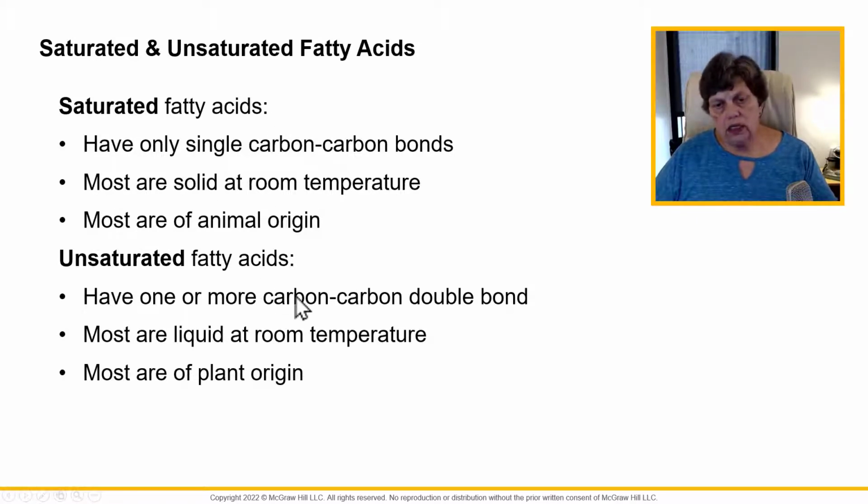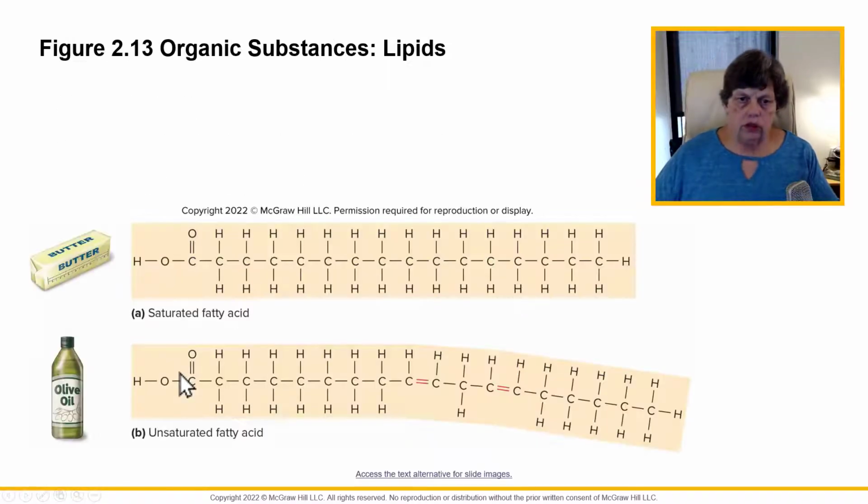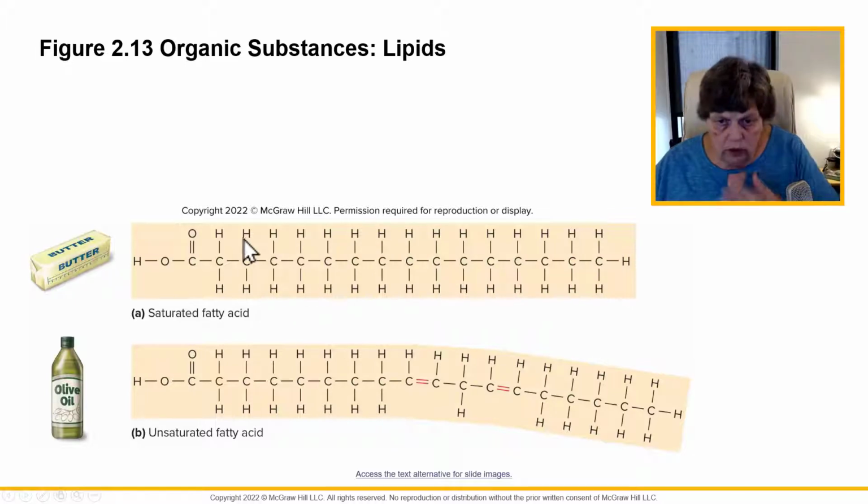When you move into unsaturated fatty acids, you're talking about more than one carbon-carbon double bond. These are liquid. These are the oils. So these are usually plant origin, like your olive oil and your corn oil and your canola oil and so forth. So let's see what they're talking about.